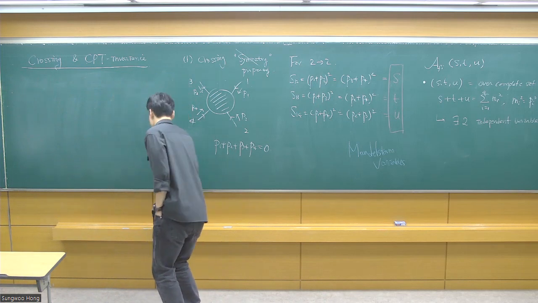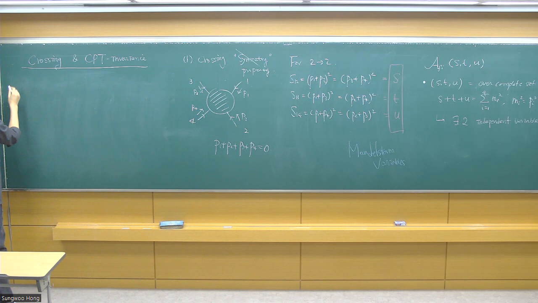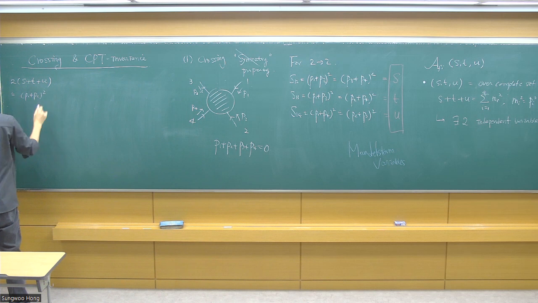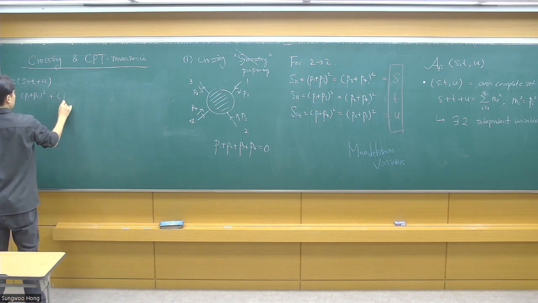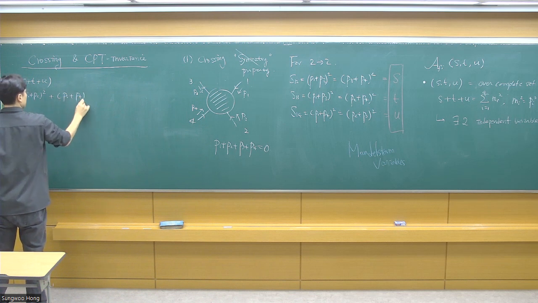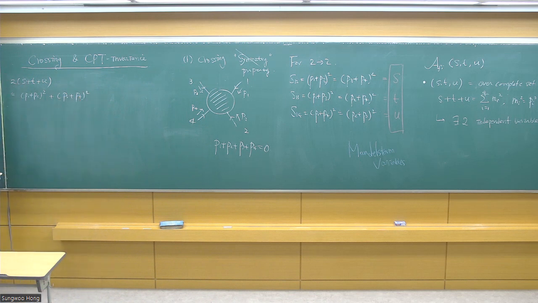So let's quickly do it. You can look it up, but since it's quick, let's do it. The 2 times of that is right there. So S is P1 plus P2 squared. But I can also write S in the second representation, which is the same as P3 plus P4 squared. So that's 2 times S. Yes?